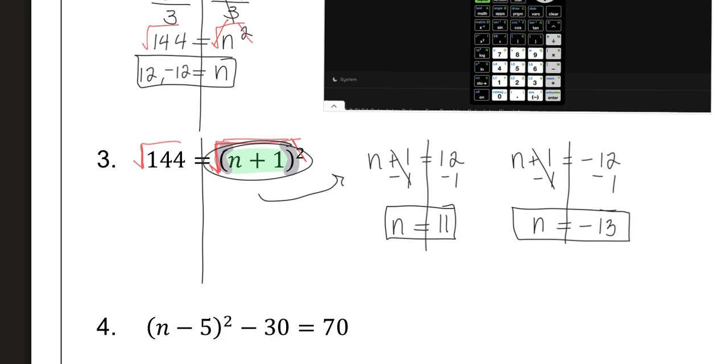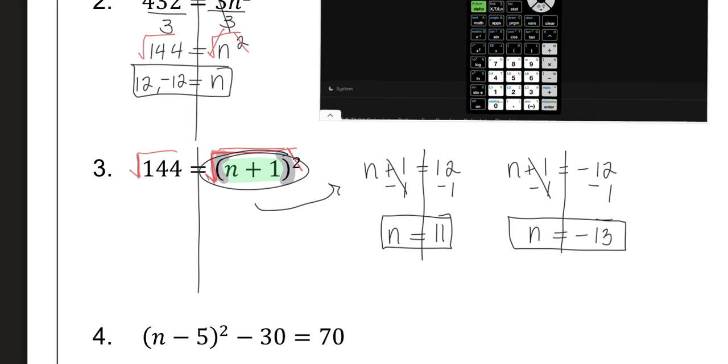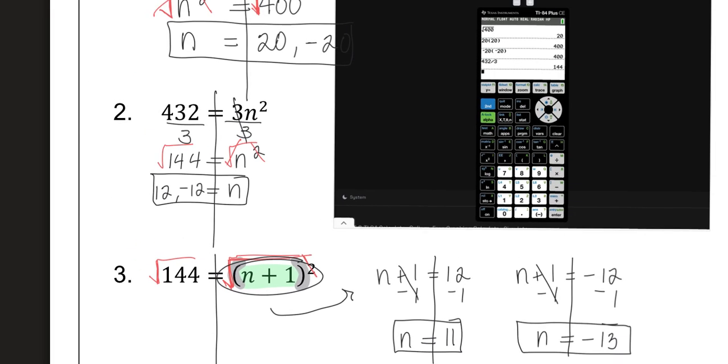So we are trying to isolate whatever is being squared. In those first two examples, it was the variable, right? We had n squared for both of those, so that's what we were trying to get alone. Here it was the whole expression. So you can always go through with a highlighter and highlight whatever you're trying to isolate.